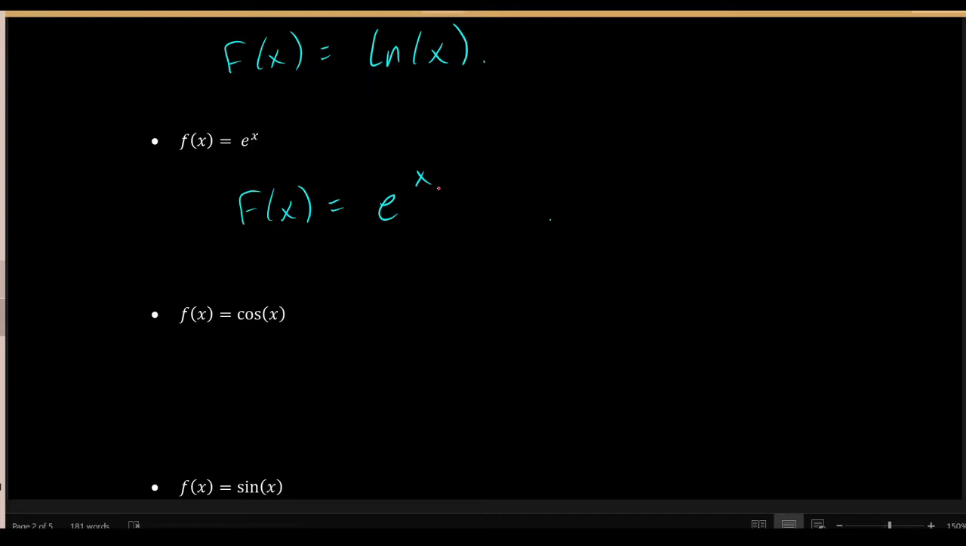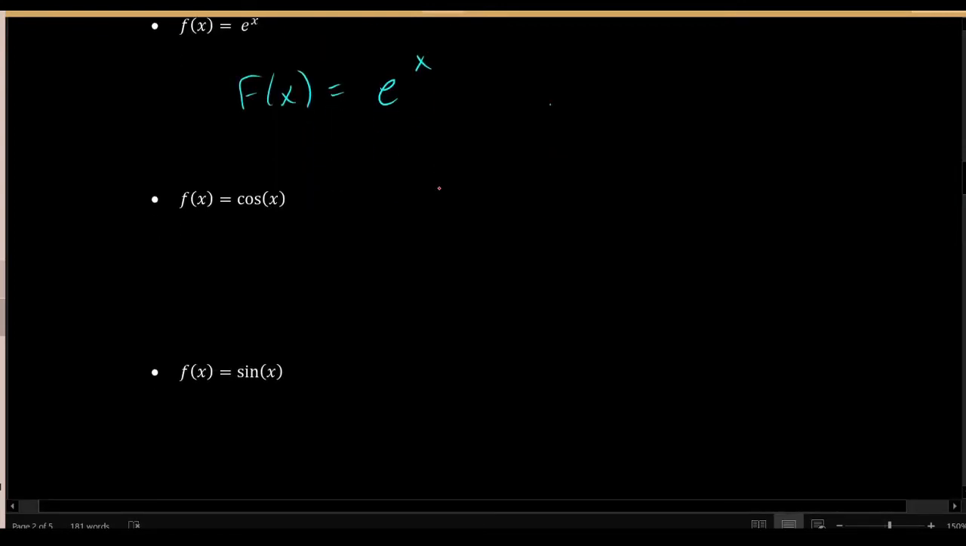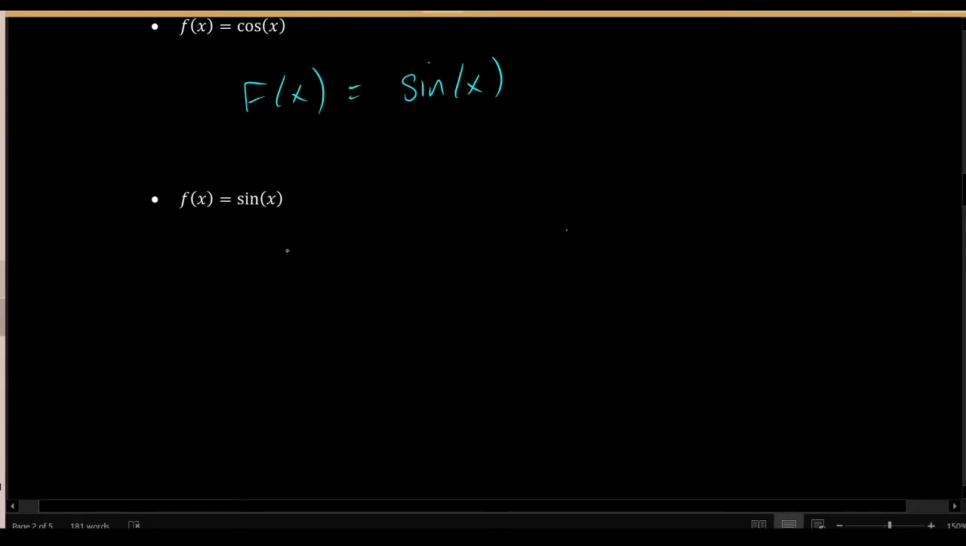What about cosine of x? We also have the fact that if you take the derivative of positive sine, positive cosine is the result. However, we have to be a little bit more careful when we're finding the antiderivative of sine. The antiderivative of sine is given by negative cosine, because the derivative of cosine is equal to negative sine.